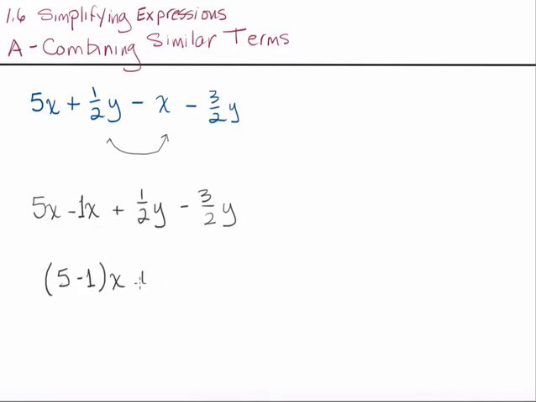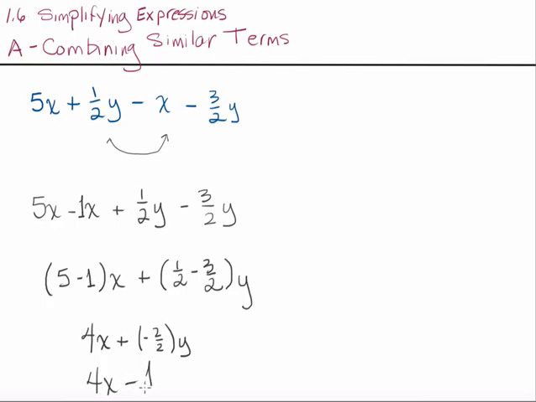I can do the same thing with my y's. If I undistribute the y, I get 1/2 minus 3/2. Now it's really clear that 5 minus 1 is 4, and since that's in parentheses, I should do that before multiplying by x. And 1/2 minus 3/2 is negative 2/2, and again, I should do that arithmetic before multiplying by y. Simplifying negative 2 halves, I get minus 1.